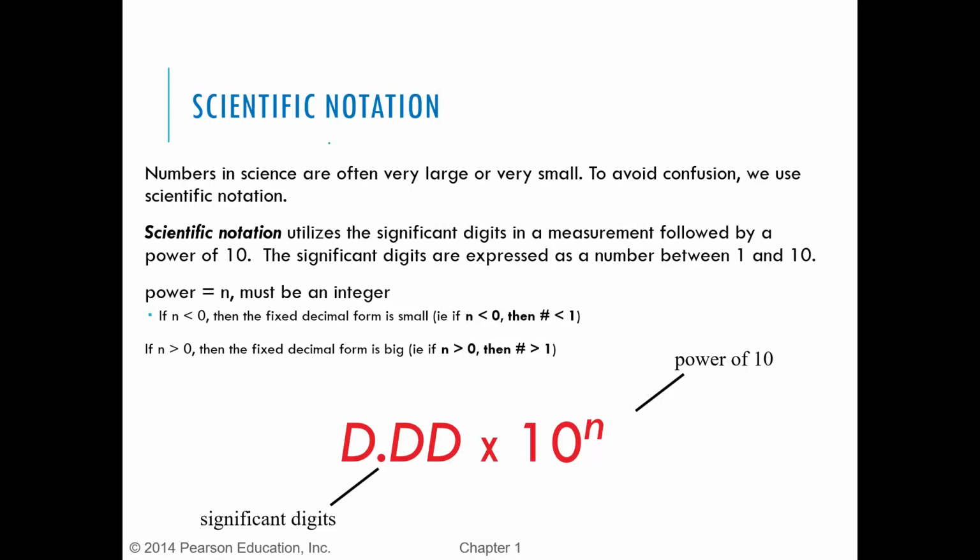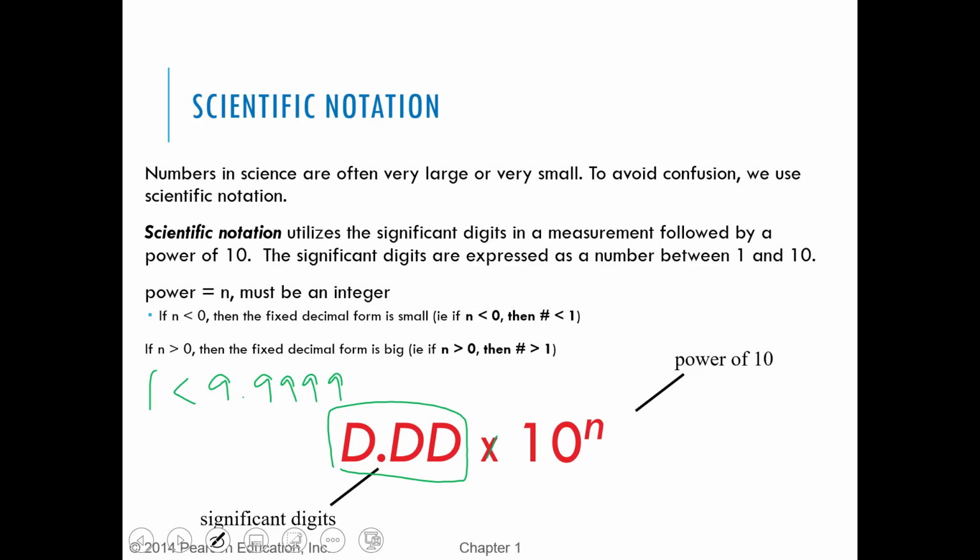Scientific notation is often used in science to express very large or very small numbers. It is written in this format where the number given to the left is a number between 1 and 9.999999, as many 9s as you want. It just can't be 10. So a number between 1 and 10 that is not 10. However, it can be 1.